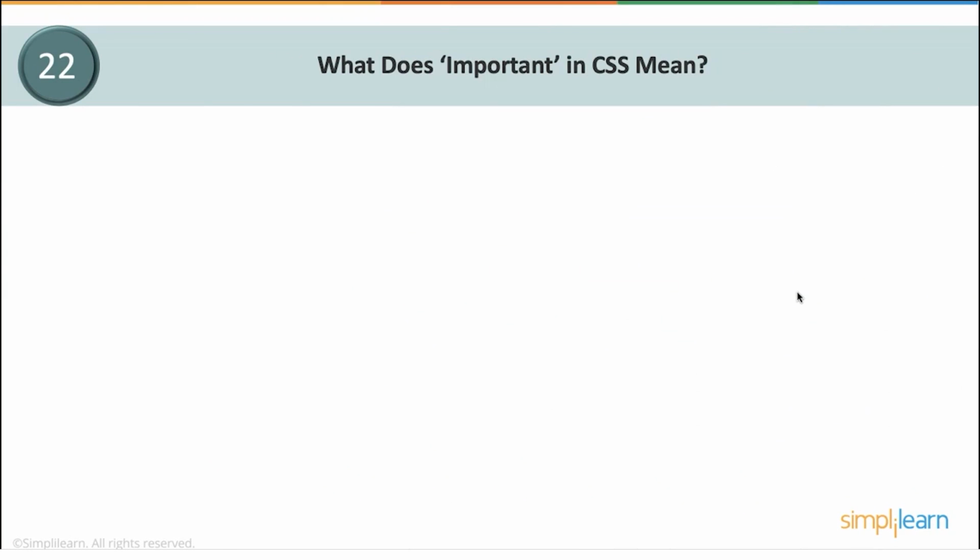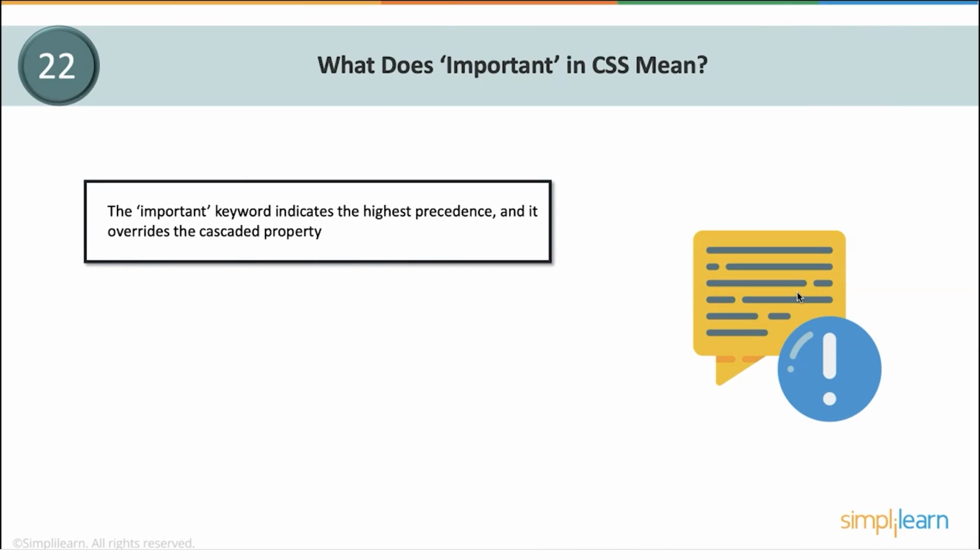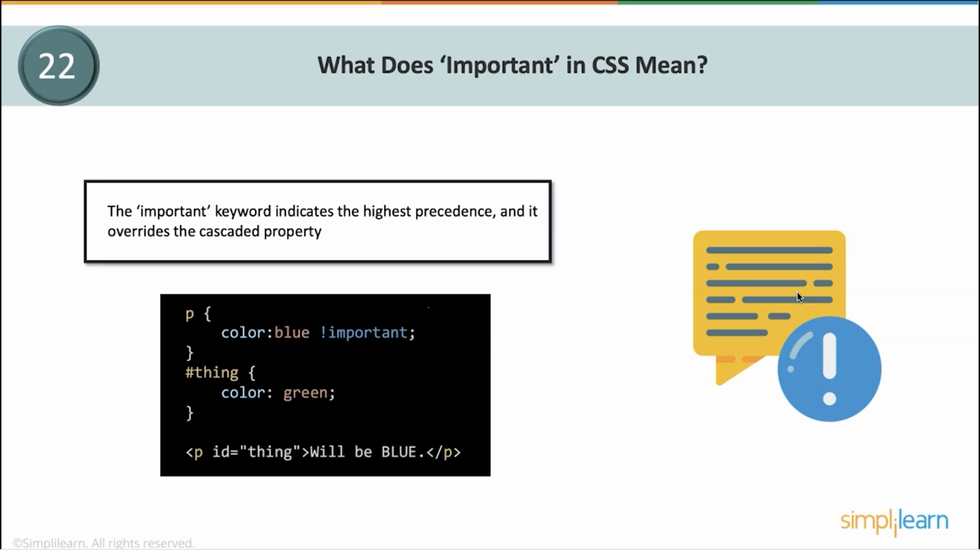Next question: what does !important in CSS mean? The important keyword indicates the highest precedence and it overrides the cascade properties. As you can see here, we have a paragraph where we have a color set as important, and there's one ID called thing with the color green. So when you talk about the ID, it automatically overrides with the highest precedence.